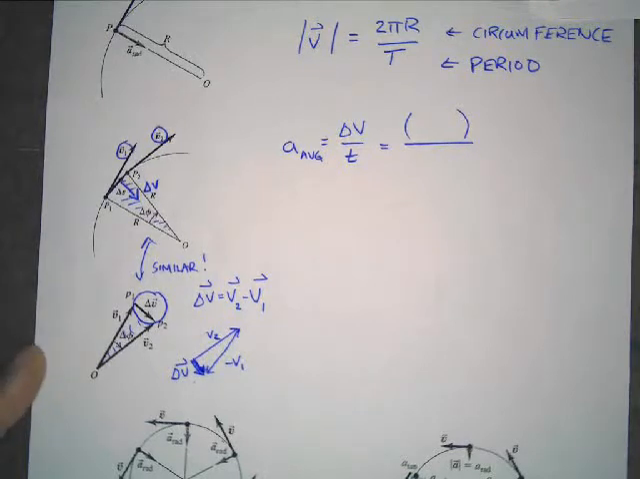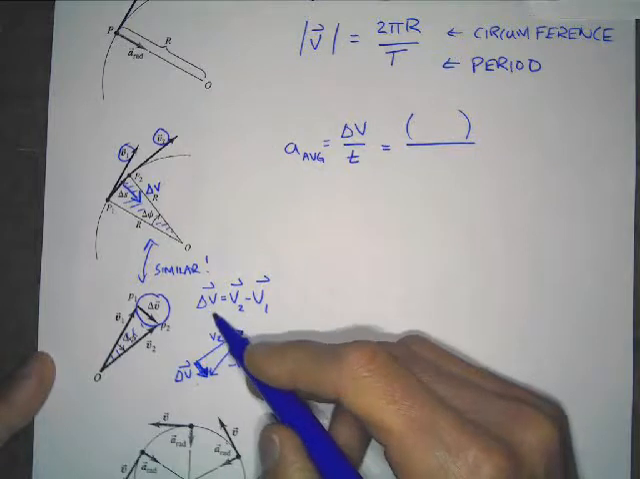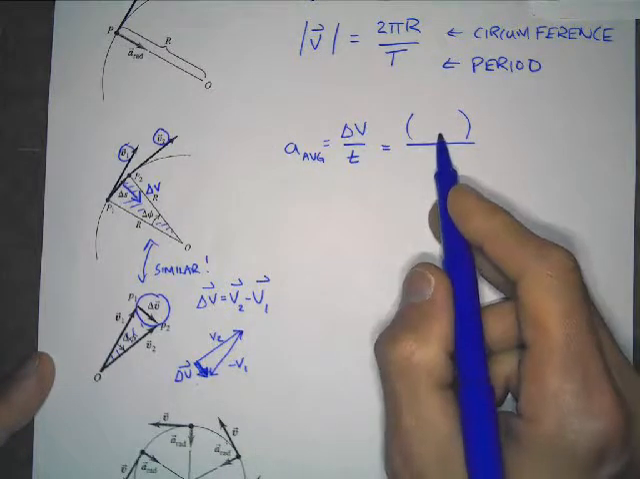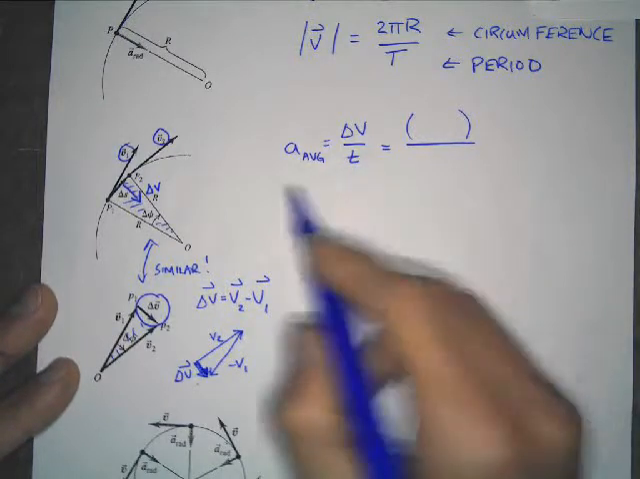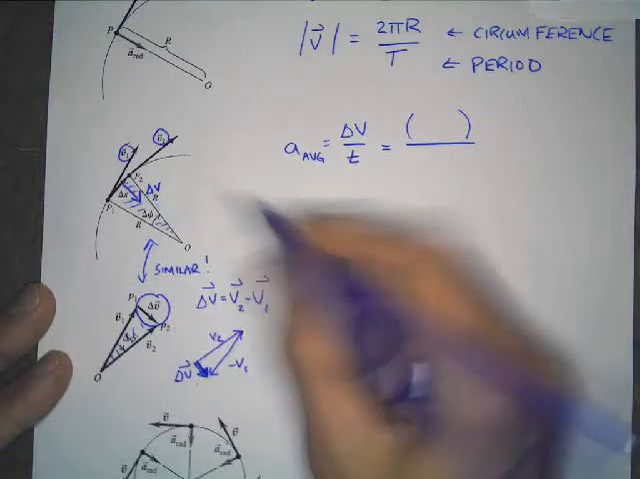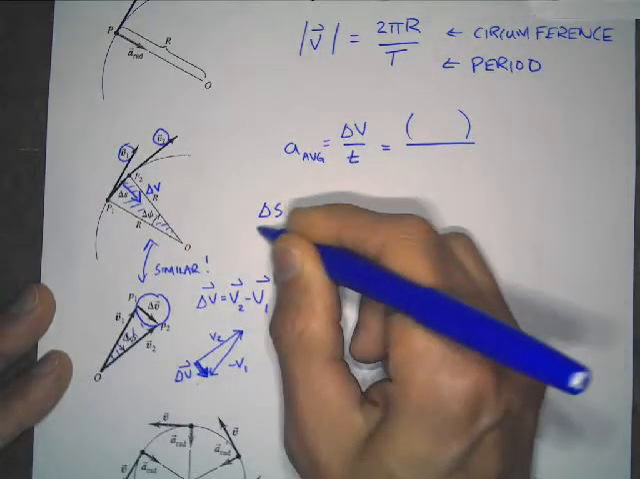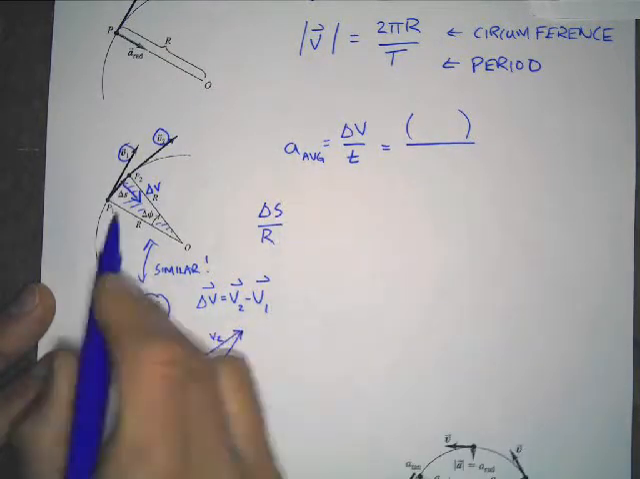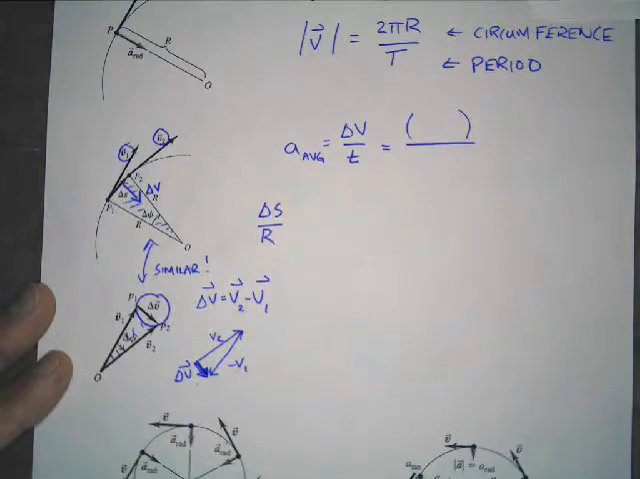Okay, and that's how we are going to get our expression for delta V that we need to put into this equation. Okay, so here's the relationship that you get out of this. If you look at the top triangle, you have the ratio of delta S divided by the radius of that triangle. That gives you a ratio from that triangle.